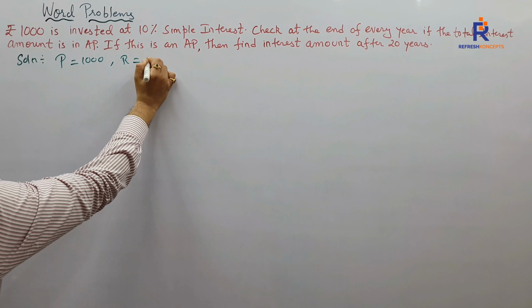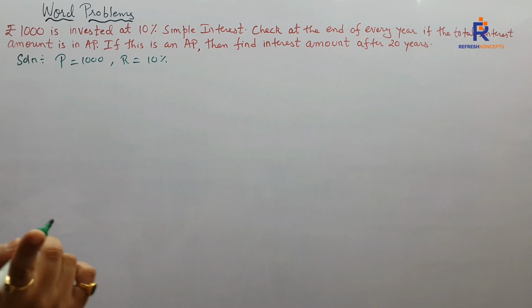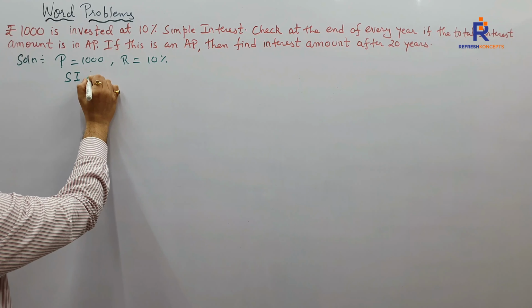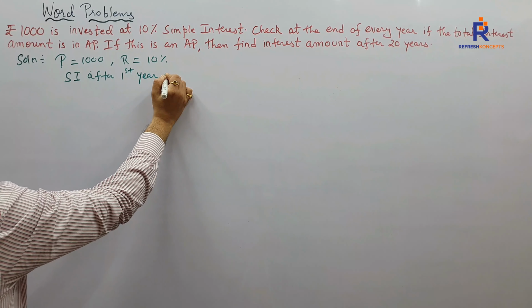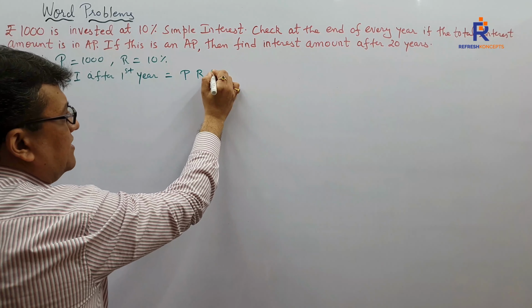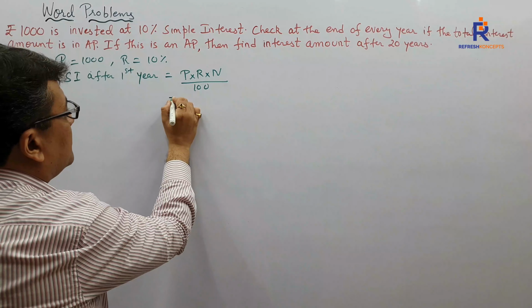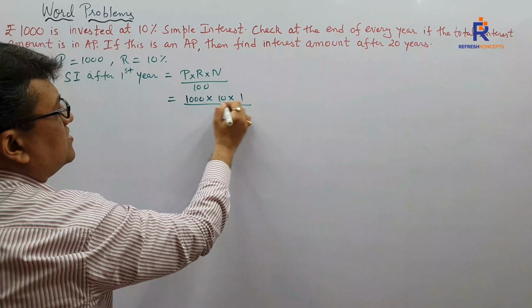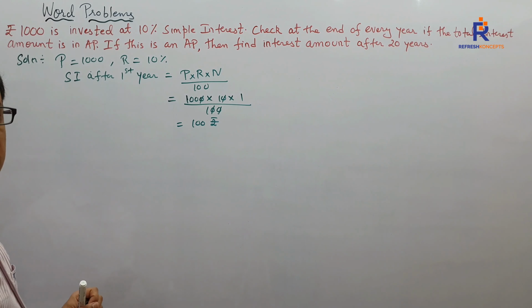What is rate of interest? Rate of interest is 10%. So what is the formula for SI? Formula for SI is PRT upon 100 or PRN upon 100. Both are one and the same. So simple interest after first year is PRN by 100. You can also say PRT by 100. No problem. So what is P? P is 1000, R is 10, number of years 1. What is the answer? 100 rupees. This is after first year.